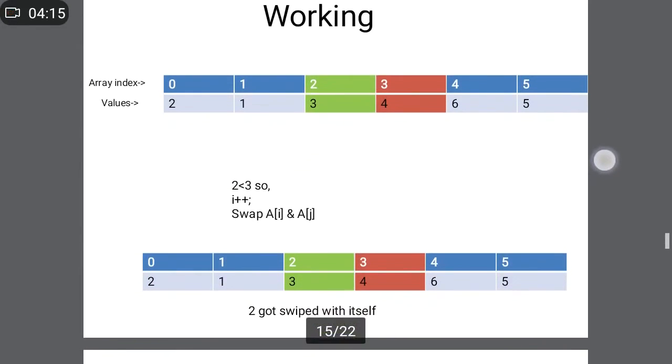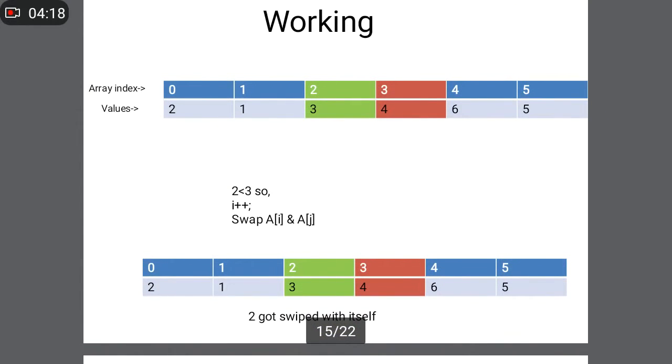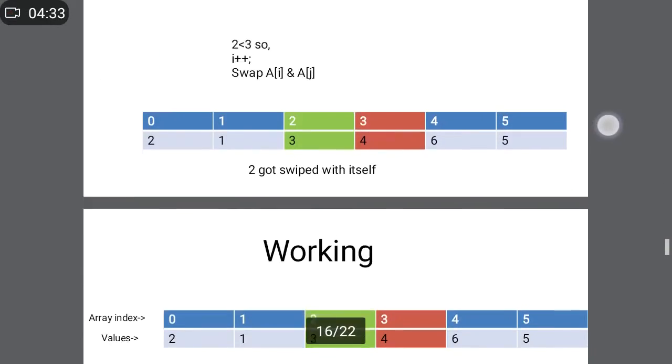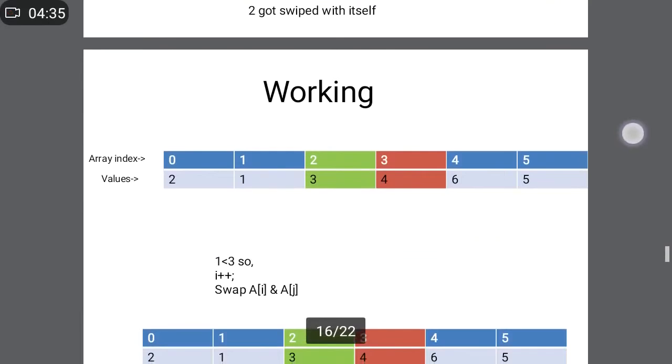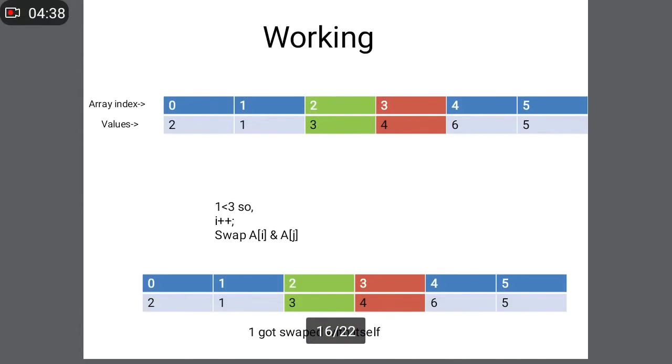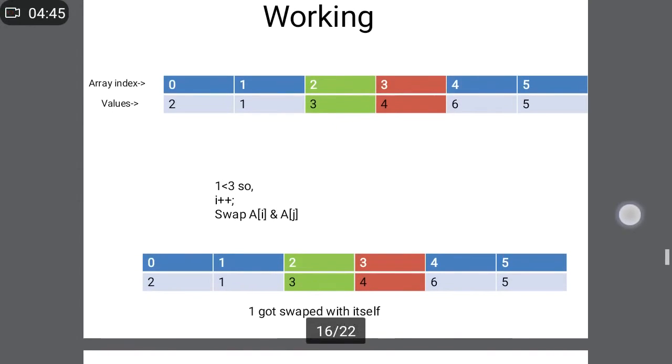So we increment i. So i was -1, i becomes 0. And we swap a of i and j. So 2 got swapped with itself. i becomes 0 and j is also 0. So now we increment our j to 1. The value at 1 is 1 and it is smaller than 3. So we increment our i. So i was 0, it becomes 1. So 1 got swapped with itself.